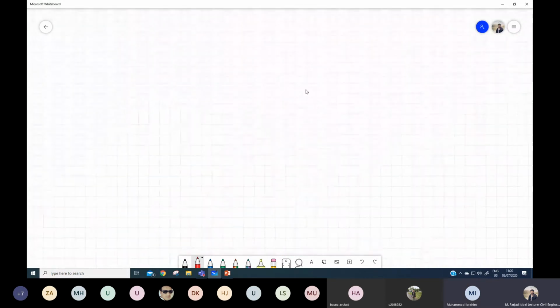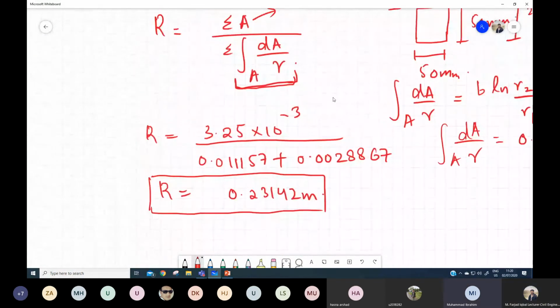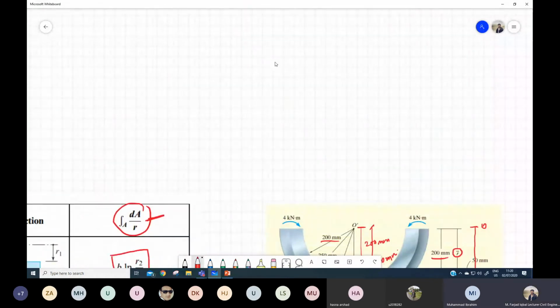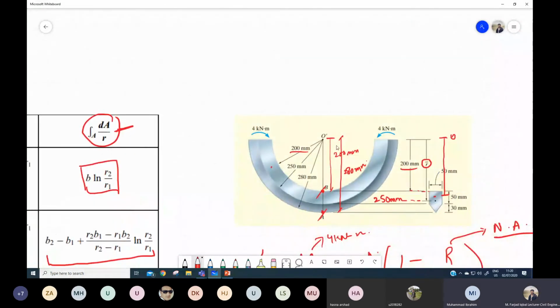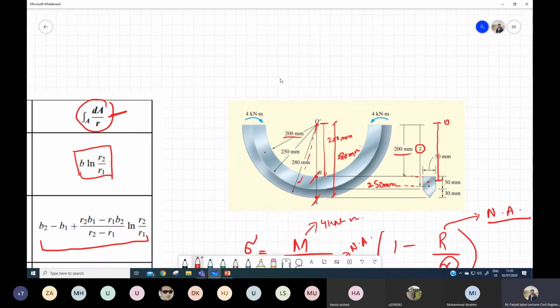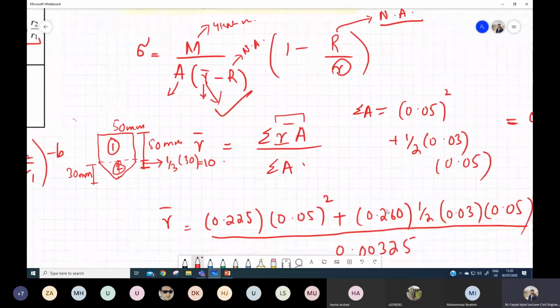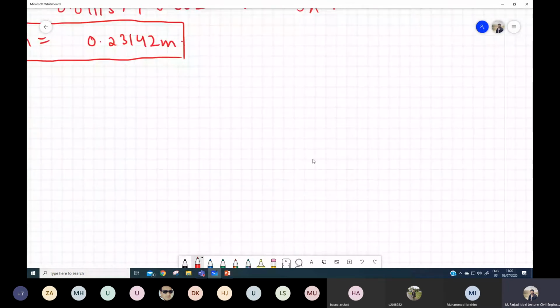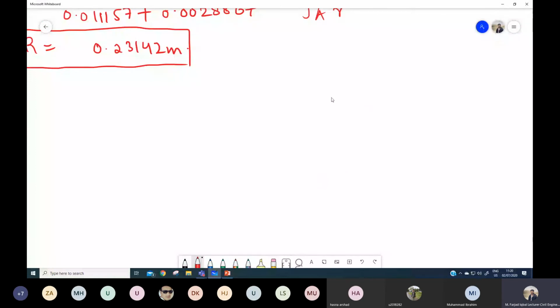Sir, this neutral axis distance 0.23 is with respect to what? With respect to this center of curvature. So let's take this cross section and calculate the stresses.